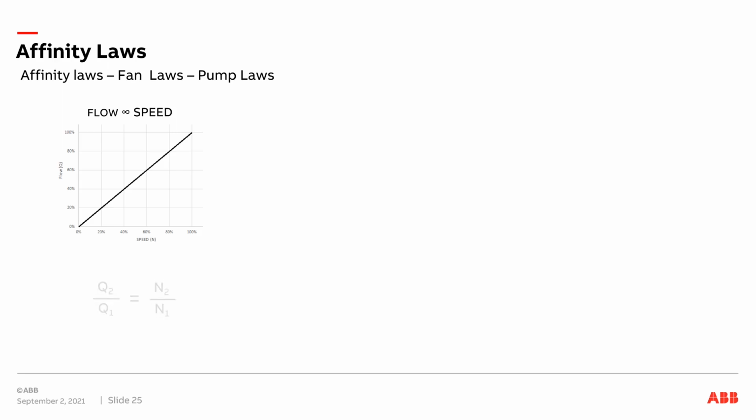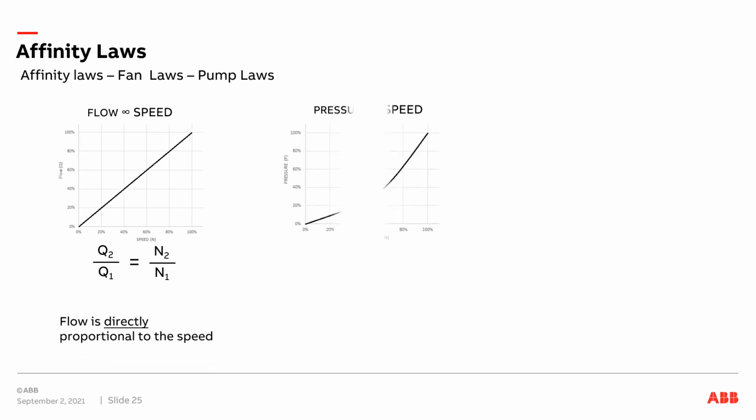Flow versus speed. According to the affinity laws, the change of flow is equal to the change of speed. As we're showing here in percentages, flow is on the vertical and speed is on the horizontal. Flow is directly proportional to the speed of the fan.